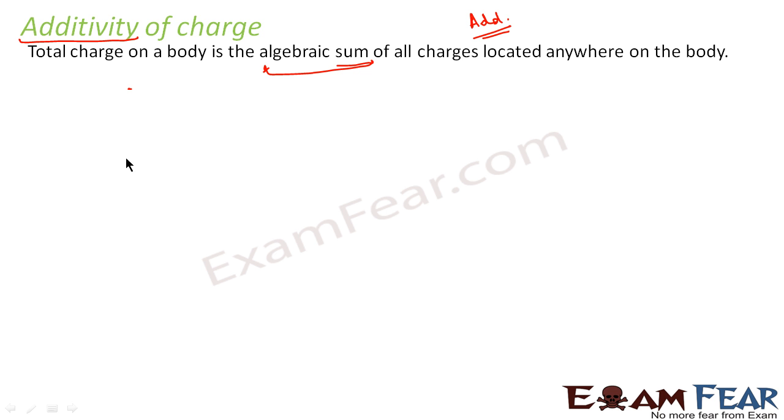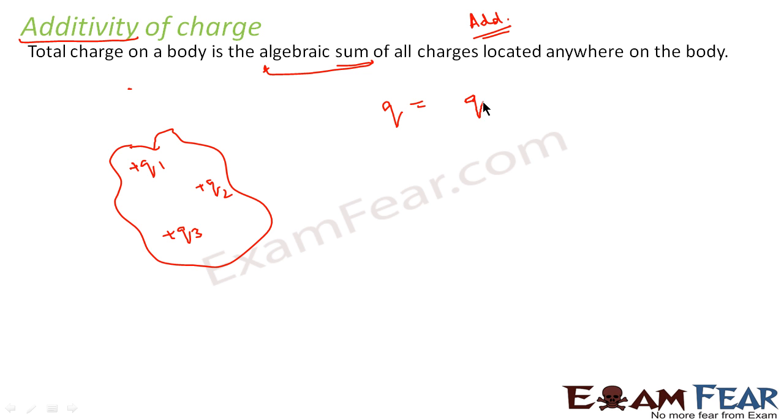Right? For example, there is some object. I can draw it in any way I like. There is some charge Q1, some charge Q2, some charge Q3 on this body. So if somebody asks you what is the total charge on this body, then the total charge Q will be equal to Q1 plus Q2 plus Q3. It doesn't matter where these charges are located inside the body. It is the algebraic sum of all the charges.